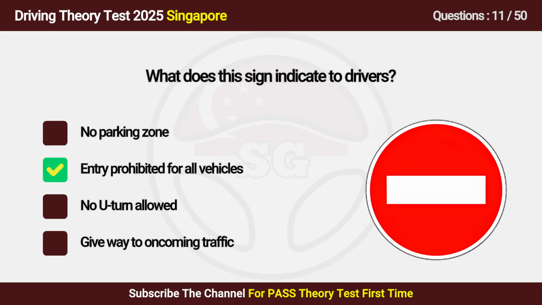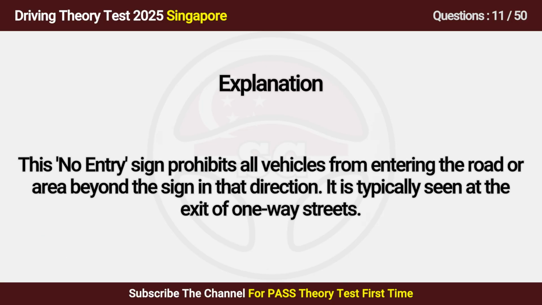Answer is B. Entry prohibited for all vehicles. This no entry sign prohibits all vehicles from entering the road or area beyond the sign in that direction. It is typically seen at the exit of one-way streets.